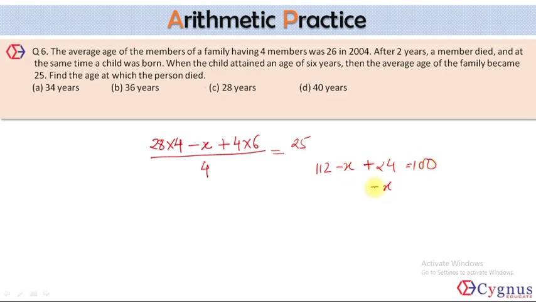X goes on that side. This is 112 plus 24, 136. 136 minus 100 is 36. So the age of the person who died must be 36. I hope this is clear.